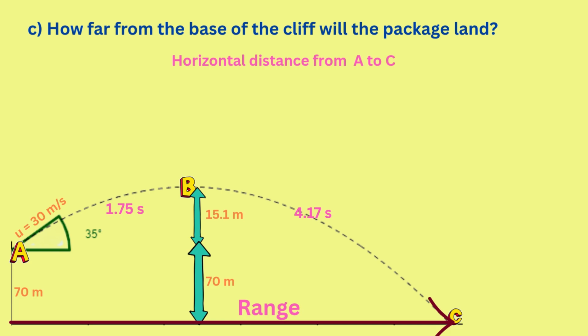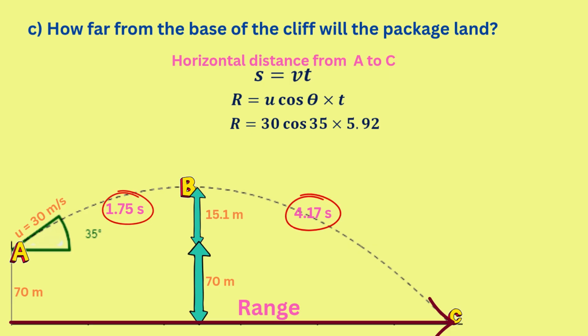To answer part C, we need to find the horizontal distance from point A to point C. Recall that displacement equals velocity times time. The horizontal component of the velocity is always U times cosine theta. The value of U is 30, theta is 35, and we just found the total time taken from point A to point C to be 5.92 seconds. So the range R is equal to 145.5 meters.